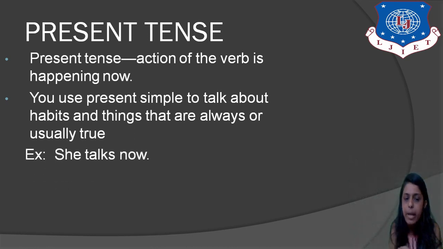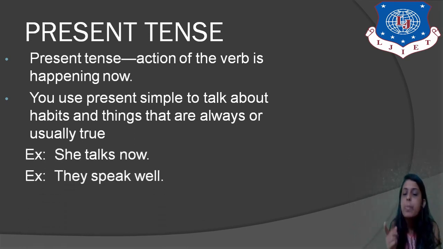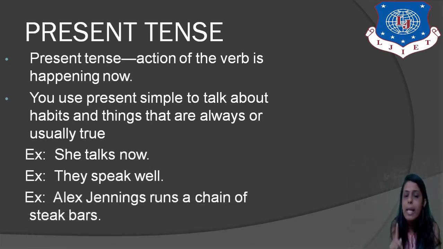Suppose an example I am giving, she talks now, that is present tense. They speak well. This is when the subject is plural, they speak well. So this is also a present simple tense. Now, Alex Jennings runs a chain of steak bars. So that is the true thing which is always true. That person is running a chain of steak bars. So that is usually true, right? So for that we use simple present tense.